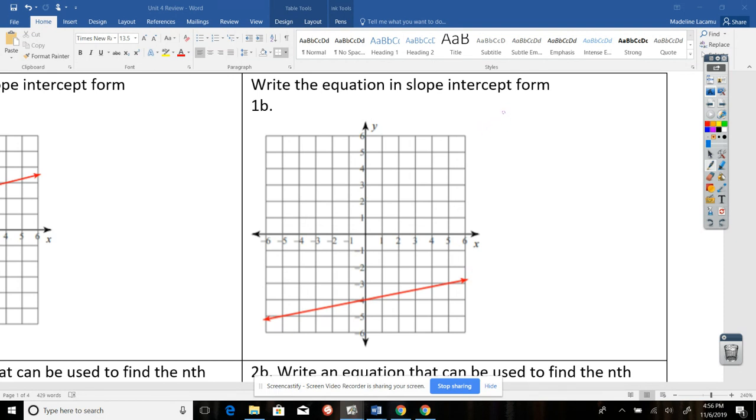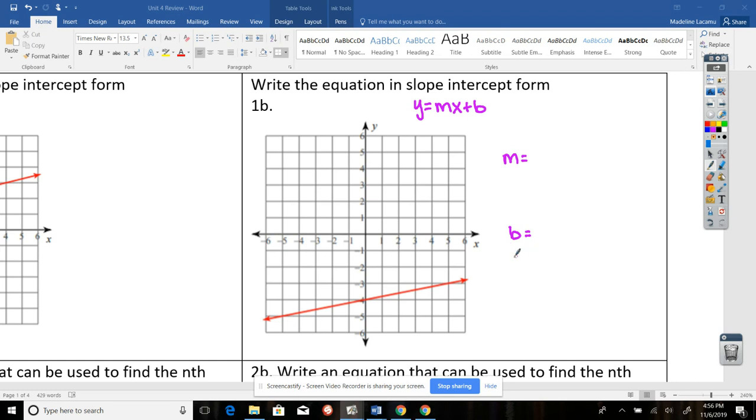So we're just going to go ahead and start with only the B's because your teacher should have done the A's in class. So with 1B, it says write the equation in slope-intercept form. So if you remember, slope-intercept form is y equals mx plus b. So when looking at a graph, the two things that we have to find are the slope, which is m, and our y-intercept, which is b.